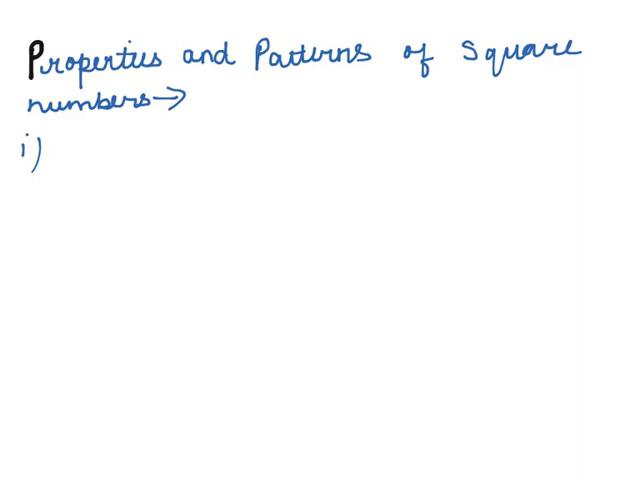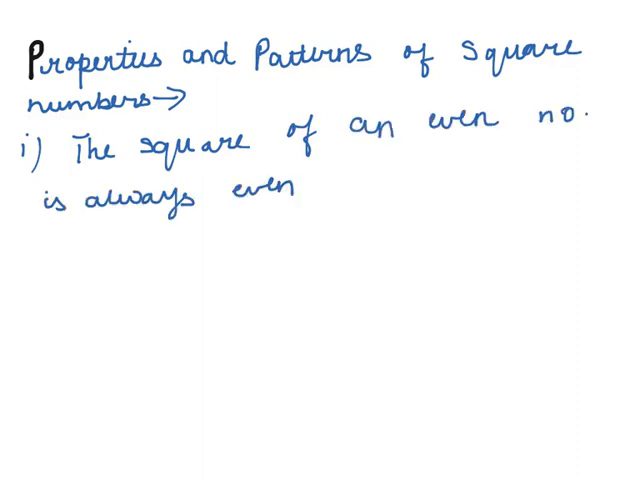The first property is that the square of an even number is always another even number. For example, the square of 2 is 4, so 2 and 4 are both even numbers. Let's take another example, 6 squared, which gives 36. In that case, 6 and 36 are both even numbers.